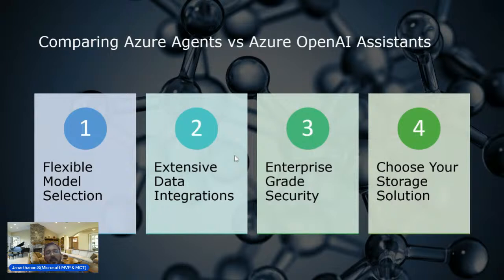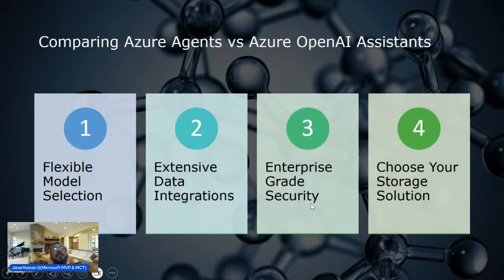So let's see the differences between the Microsoft OpenAI assistants versus agents. The agent has a feature known as flexible model selection, but when you go for Azure OpenAI, you have to choose only Azure OpenAI. The agent also has an option known as extensive data integration. It could be SharePoint, Microsoft Fabric, or your custom function, Azure Functions. Almost all types of connectors you can use in the extensive data integration part.